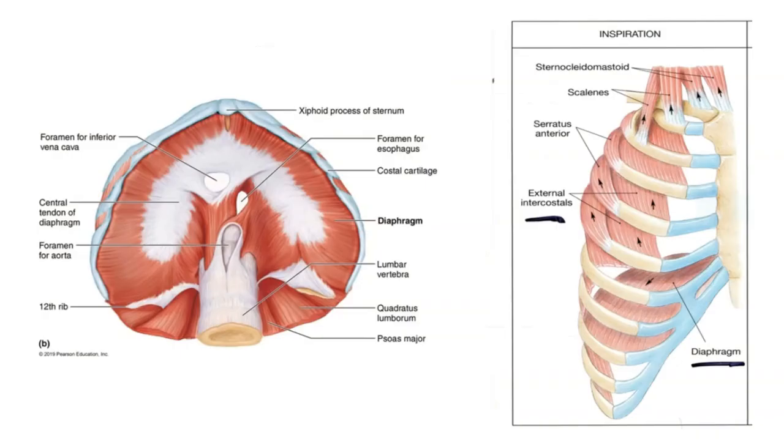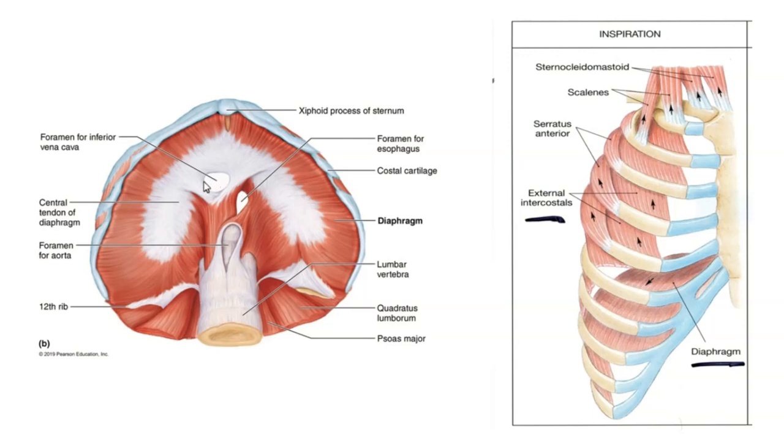Turning our attention to the rib cage, we see a dome-shaped muscle called the diaphragm muscle, and this is found at the base of the rib cage. This muscle actually serves as the border between the thoracic cavity, which is superior to this muscle, and the abdominal cavity, which is inferior to this muscle.